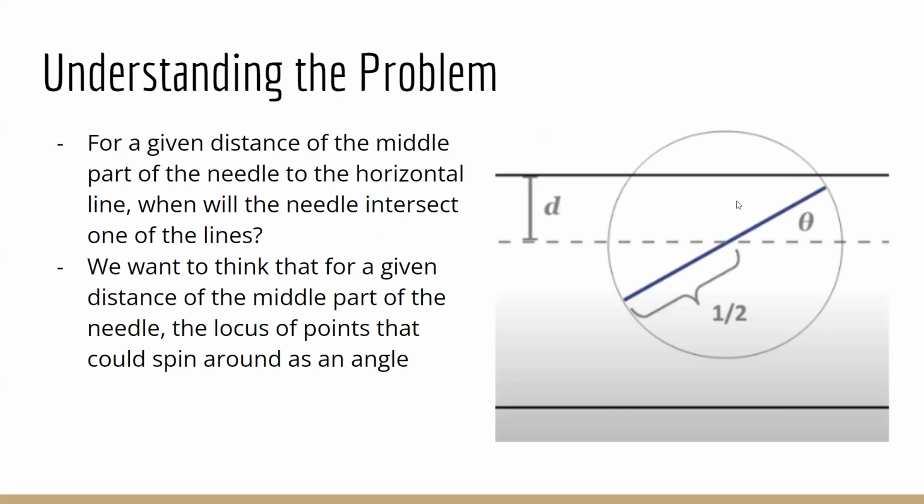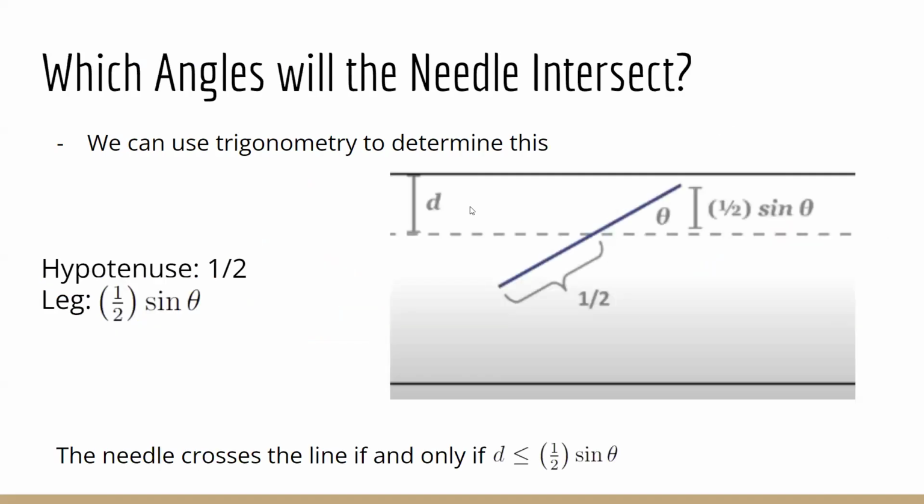So we want to think that for a given distance of the middle part of the needle, the locus of points could spin around as an angle. So we have this circle right here, which is going to be the locus of points, and it can spin around. Imagine this needle spinning; that's all of the points that this needle is going to hit. So which angles will the needle intersect? We can use trig to figure this out.